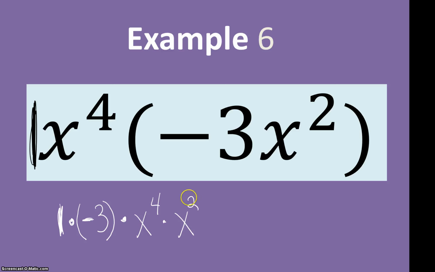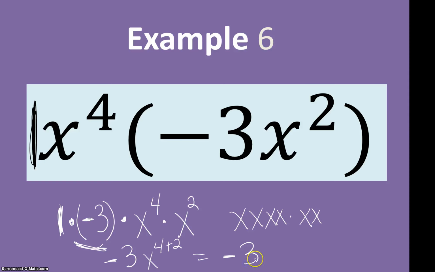Again, this is all multiplication, so I can rewrite it in any order. When you multiply a 1 times a negative 3, when you have signs that are different, you get a negative product. So this is going to be a negative 3, and then I have x to the 4 plus 2, or if you want to write out, I have 4 x's times 2 more. I have a total of 6 x's. So negative 3 times x to the 6th power is your final answer.